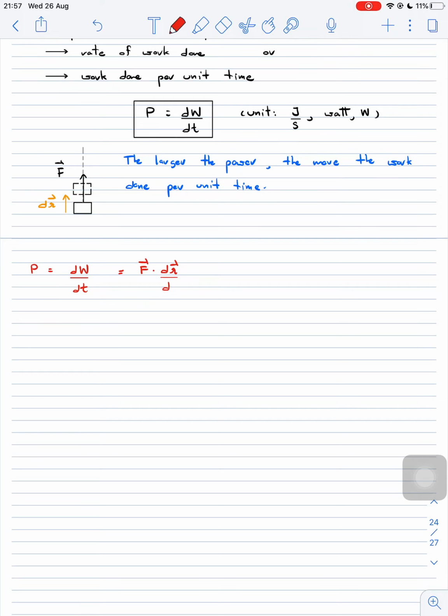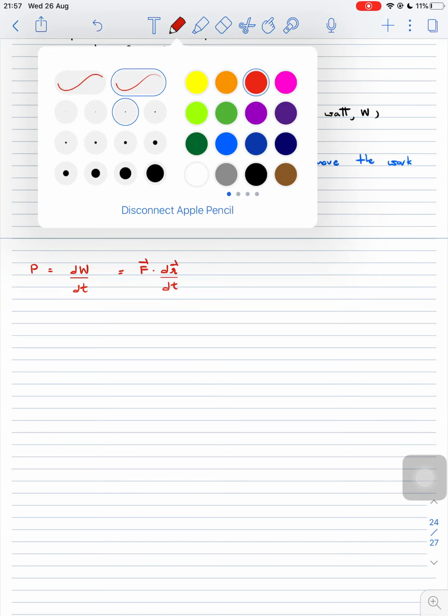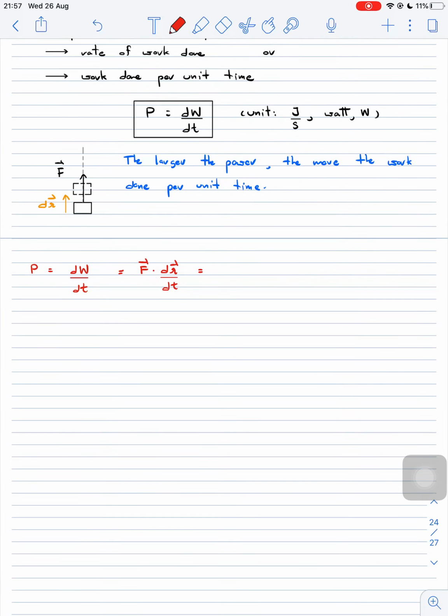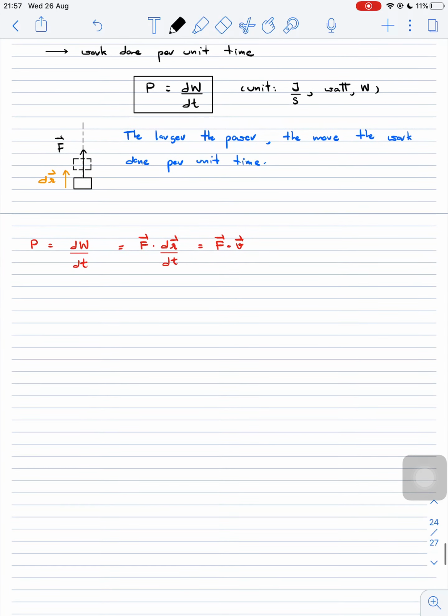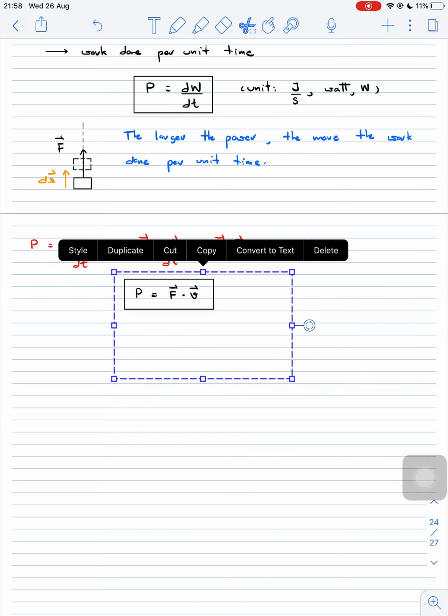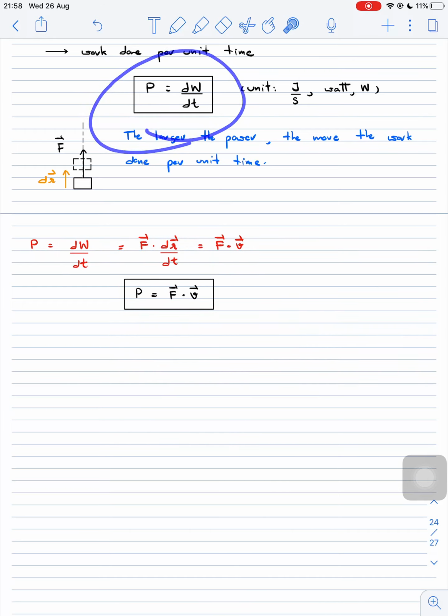So what is dr by dt? It's just equal to the velocity v. So then we can get another equation of the power, which is the power equal to the force F dot product with the velocity v, and that's it. So this is another form of the equation above.